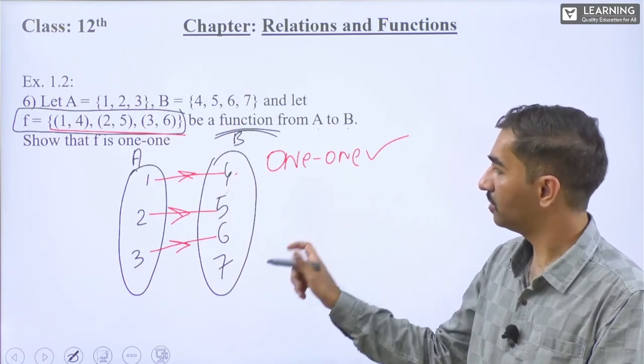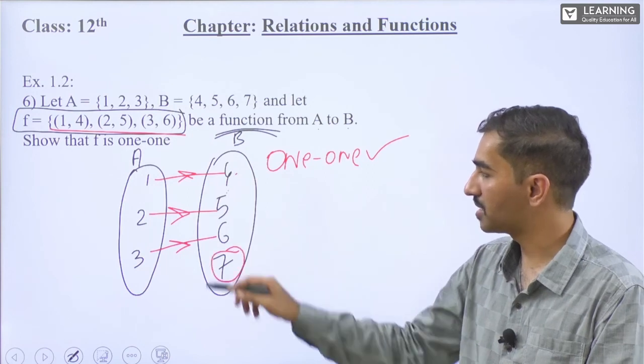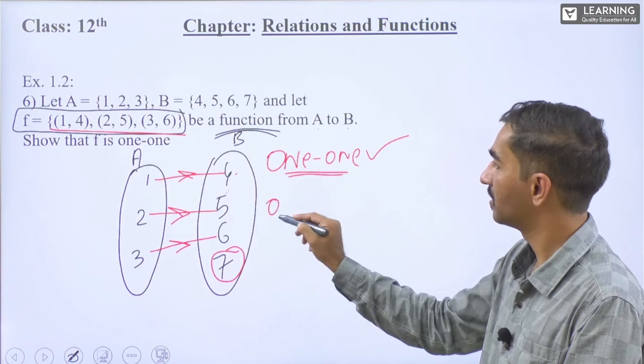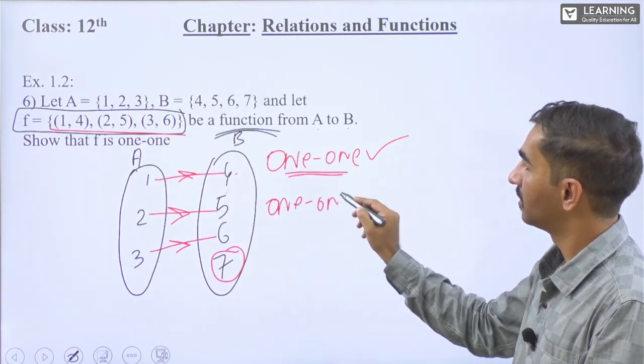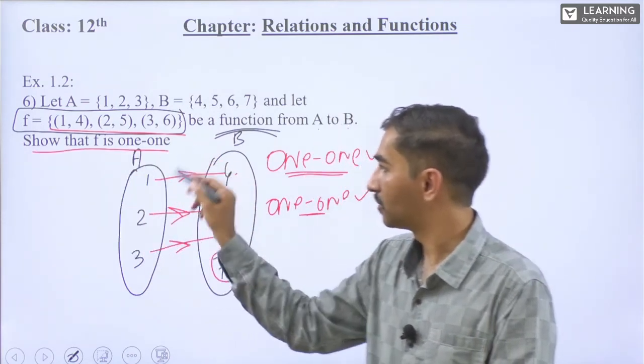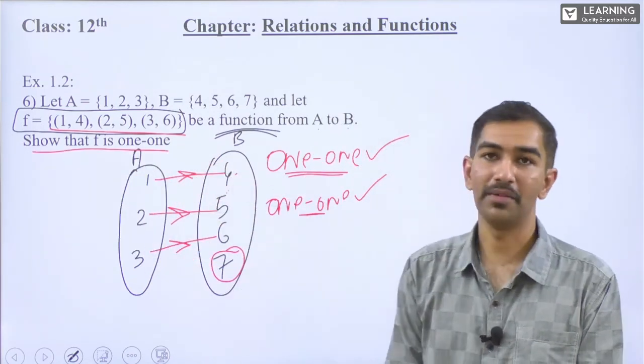Is this onto? Onto, no, because this element is left out, right? It is not onto. So this is a function, it is a one-one function. So show that, they have told. From this mapping, we can tell that it is a one-one function.